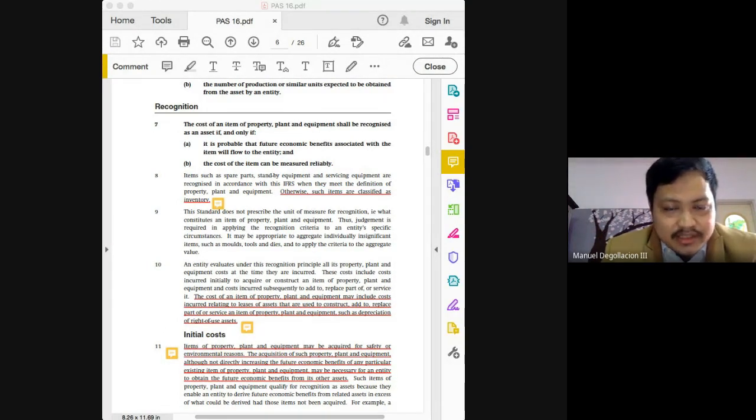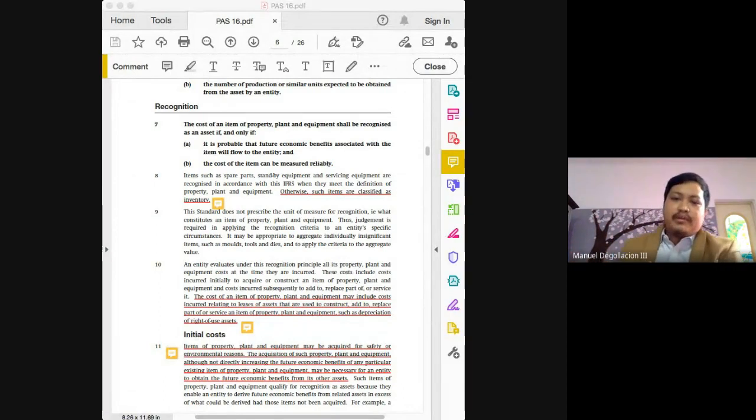Again, I am just highlighting this part of paragraph 10 because it might be a good source for your true or false statements. It's possible for you to think that the cost of an item of PPE, those relating to lease of assets that are used to construct, add to, or replace an item of PPE, will not be part of the cost of your property, plant, and equipment.